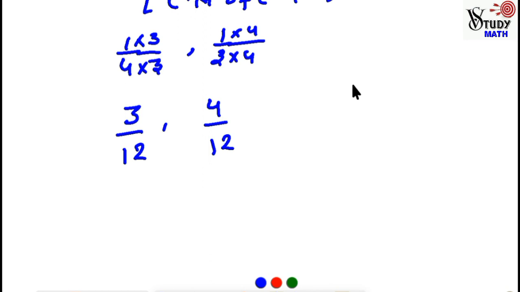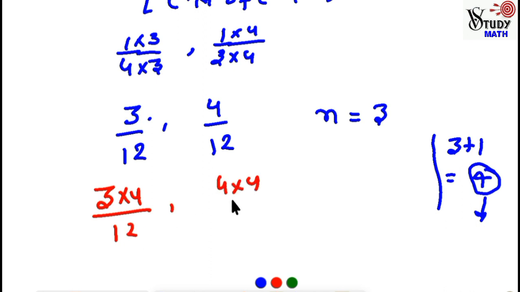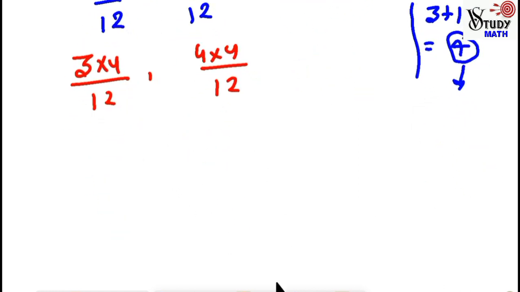So now how many numbers do we have to find here? 3 rational numbers, n is equal to 3. So what we have to do is add 1 to 3, and that will become 4. By this 4 we have to multiply in this numerator and this numerator. In the next step, 3 is going to be multiplied by 4 over 12, and 4 is going to be multiplied by 4 over 12. So what do we have now, my dear student? You can see one thing: we have 12/12 and we have 16/12.